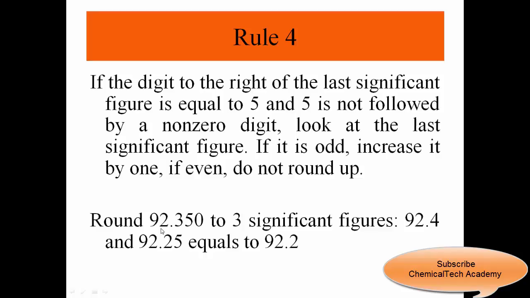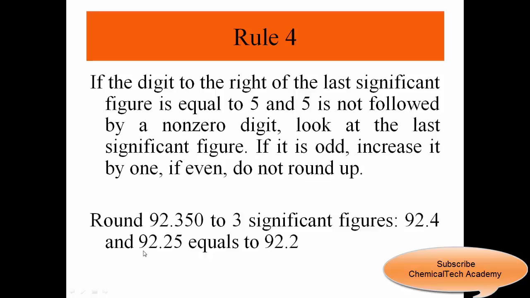So this number, we have 92.350. We need to round it to 3 significant figures. So we have 92.3. We need to keep this 3. We have 5, and it is followed by 0. So let's see what the last significant figure is. The last significant figure is 3, and it's an odd number. So we need to increase it by 1. So we drop these 2 numbers and we increase this one by 1. So the rounded number becomes 92.4.